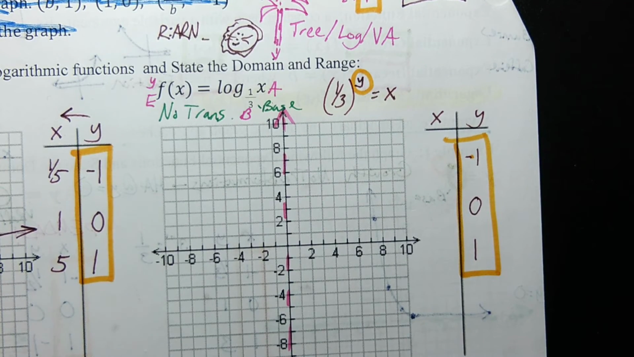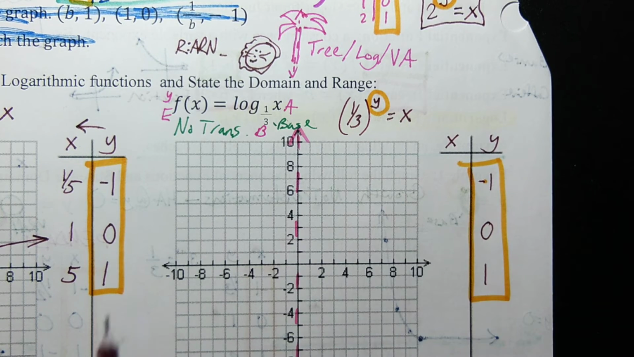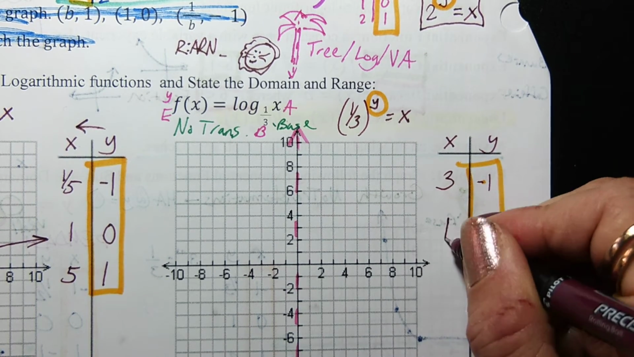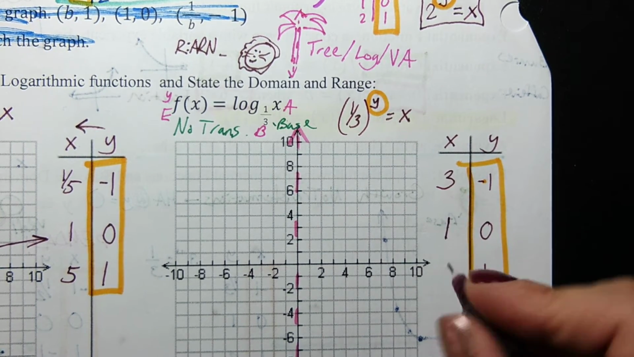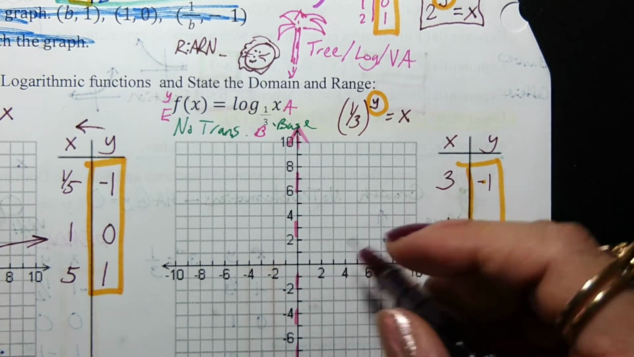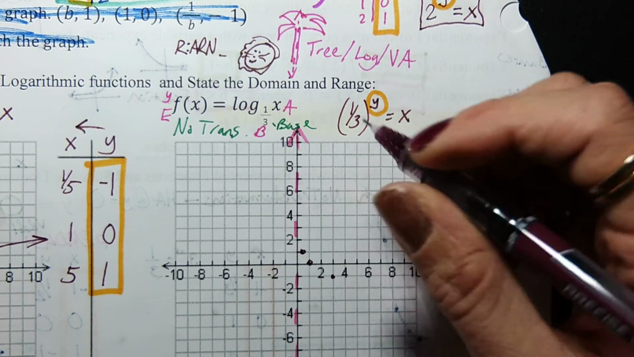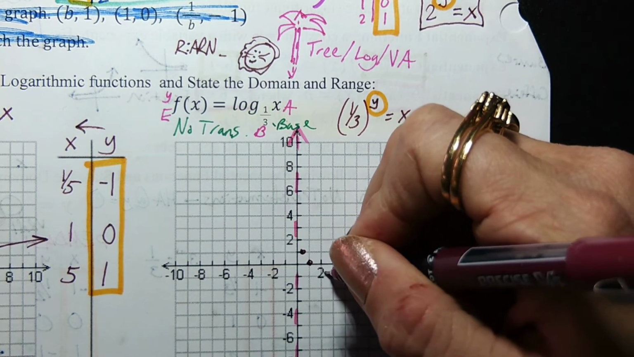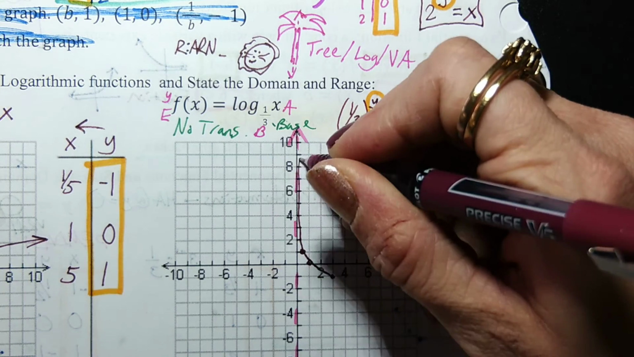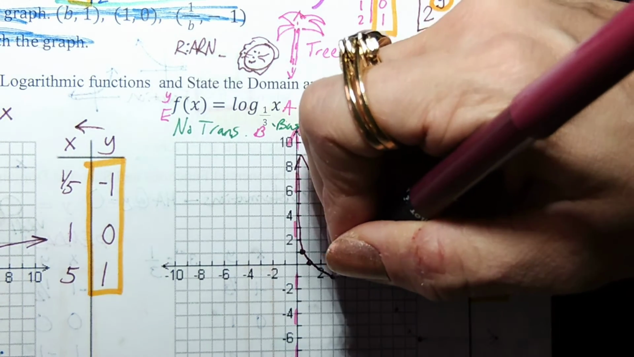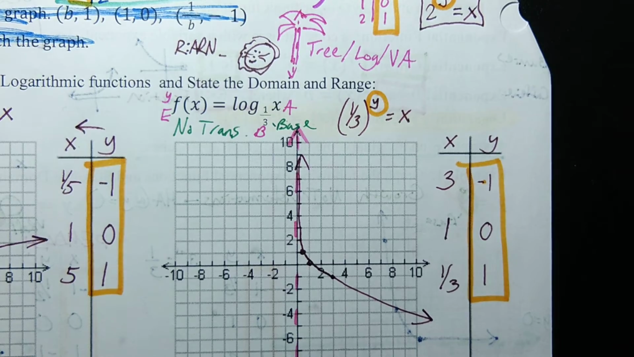What's 1/3 to the -1? Give them both bad attitudes. It reciprocalizes the fraction. We get 3. What about 1/3 to the 0? 1. What about 1/3 to the first? 1/3. And that gives me my 3 points. And as we can see, this one is curving up towards the asymptote, closer, closer, closer. And this one is shooting outward.